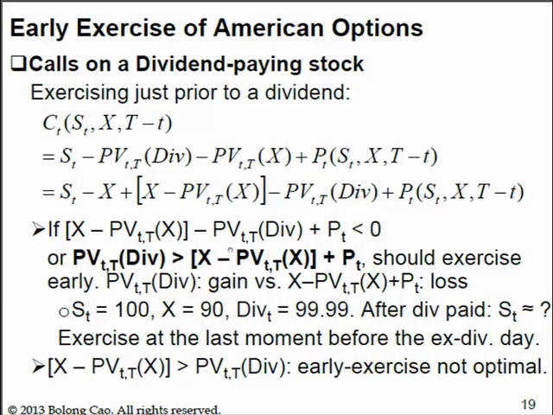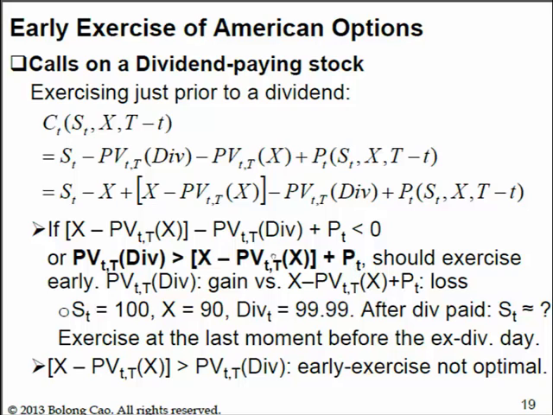So what we can say here? If we rearrange this inequality, saying the time value of money on the strike price minus the present value of the dividend plus the put premium is less than zero, rearrange it a little bit, we can say the early exercise condition for a dividend paying stock call option, American call option, is that the present value of the dividend is higher than the sum of the time value of money on the strike price and the put premium.